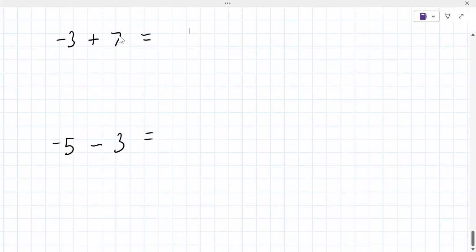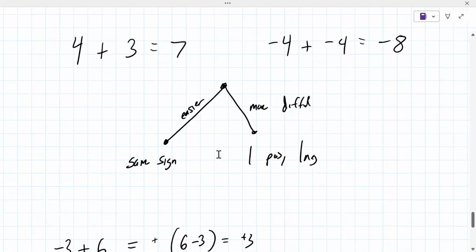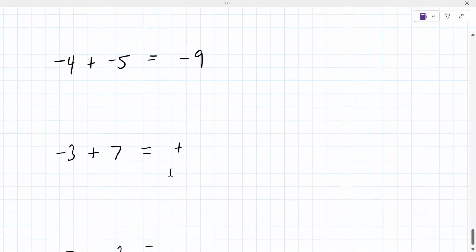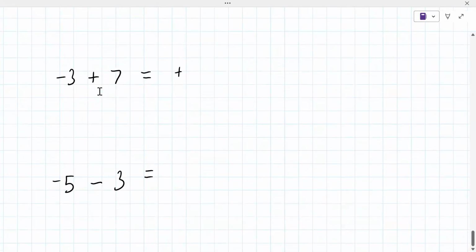Well, it's positive because which number is further from 0? 7. So that's what I'm looking for. Well, it's positive because 7 is further from 0. Okay, then what do you do next? Then you add without the sign. These are opposite signs. Do you have the rules written down in front of you? The rule for opposite signs does not say to add. It says to subtract.